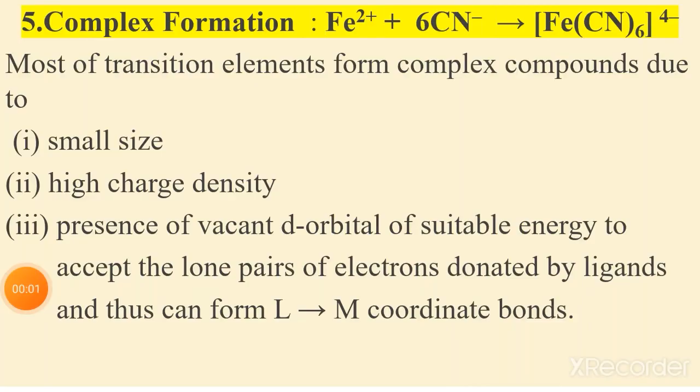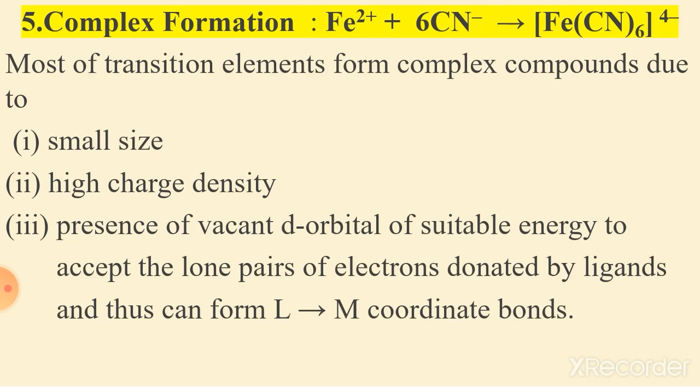So now students, transition metal ions form a number of complexes in which the central metal atom or ion is linked to a number of ligands. Here ligands behave as Lewis base, and the central metal ion or atom behaves as Lewis acid.